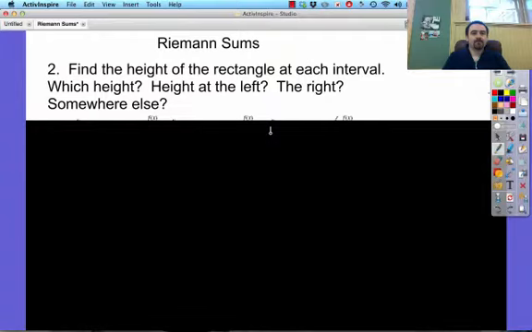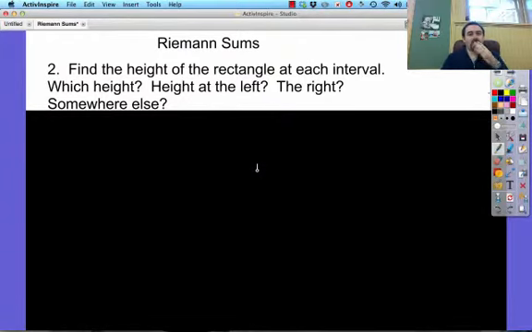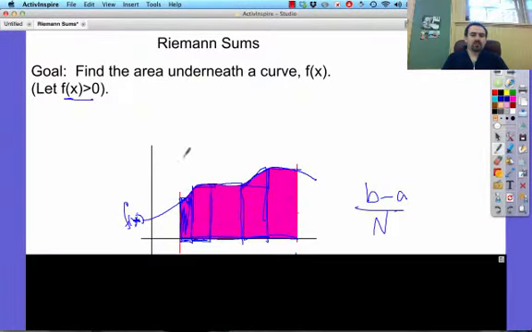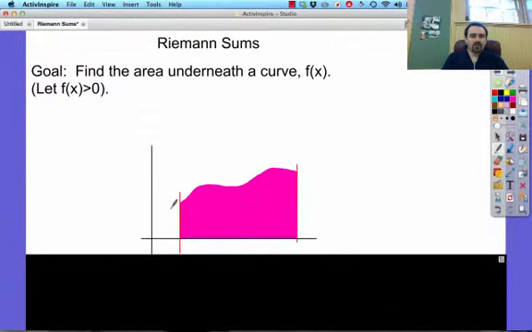All right, moving on. So now we have to figure out, we're going to make these rectangles like we saw in that picture, right? We're dividing up into little intervals, and then we're going to make each one of them a vertical rectangle. So how do we decide what the height of that rectangle should be?